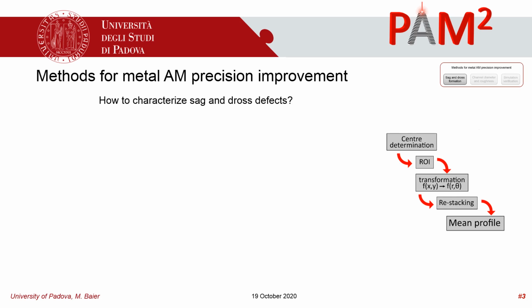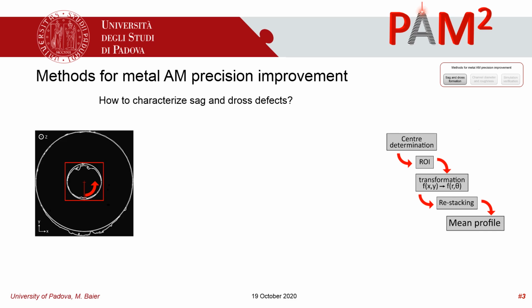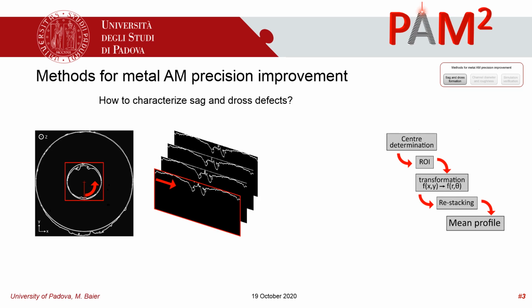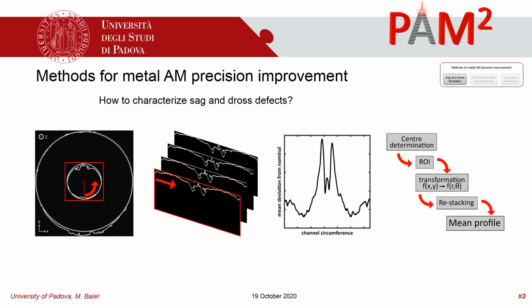The approach to characterize sag and dross formation is based on the extraction of cross-sectional images along a channel from the 3D volume obtained with CT. The workflow is shown on the left side. After determination of the mean channel center and the extraction of a region of interest comprising the entire channel surface, the images are transformed to obtain a rolled out surface profile. Subsequently, the profiles are restacked and the mean surface profile is determined for further analysis such as peak analysis and overall form deviations.